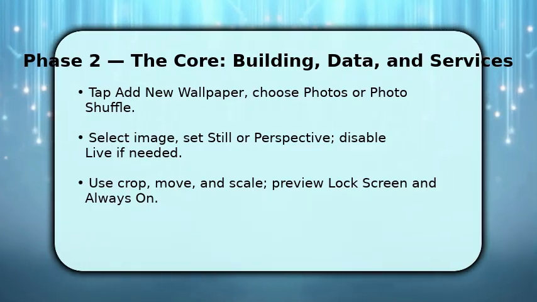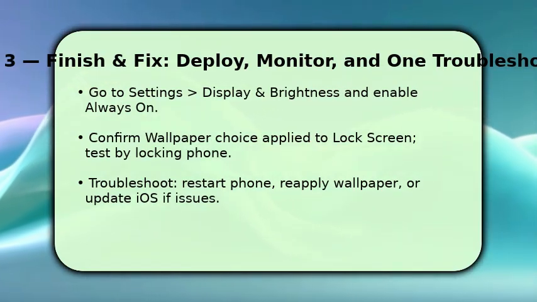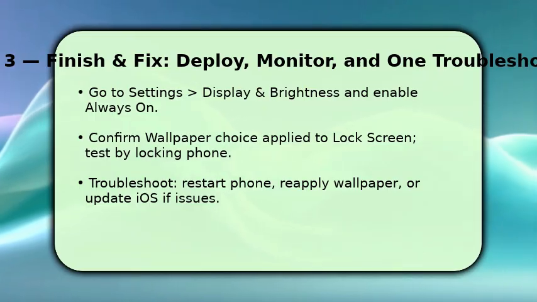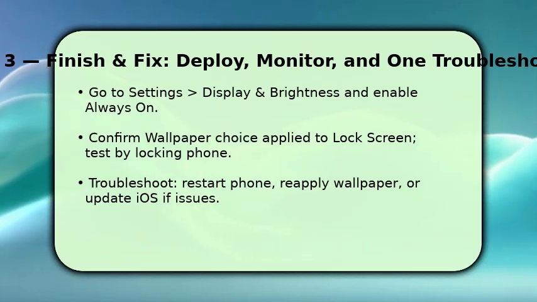You finish by enabling Always On in Settings Display and Brightness. Toggle it on, then lock the phone to inspect the dimmed wallpaper. Make sure the lock screen wallpaper you set is the one shown when Always On is active.